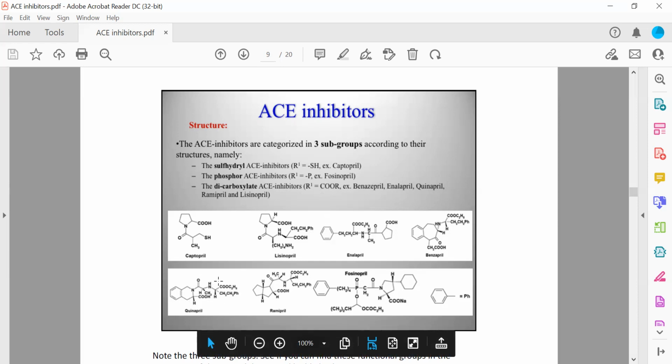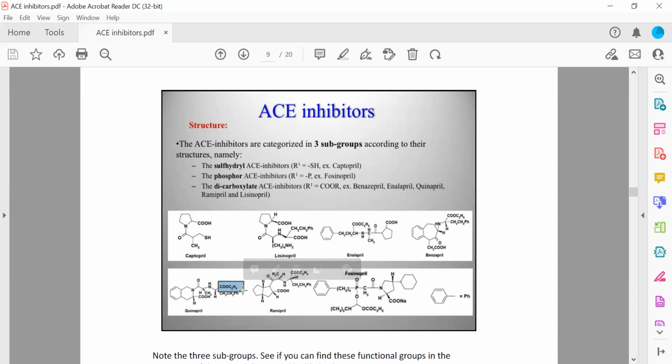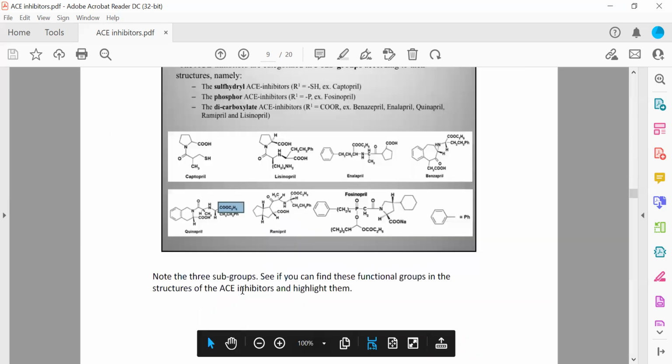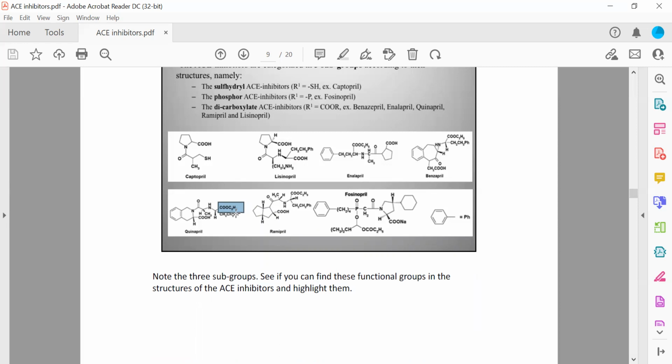But look carefully at the structure of quinapril. Is that a carboxylic acid? So think about that. Is that a carboxylic acid? We look at the molecular formula of it. It is COOC2H5. So do you think that that is a carboxylic acid, or is that an ester? That is in actual fact an ester.